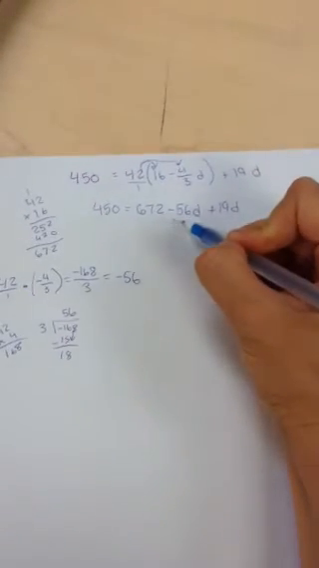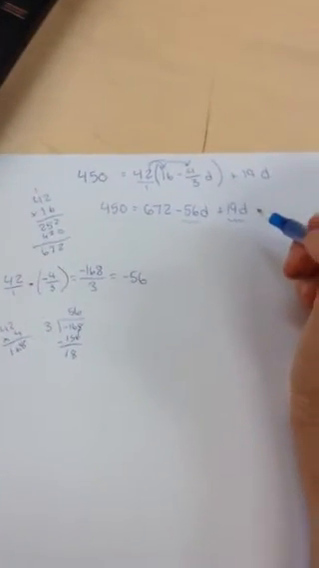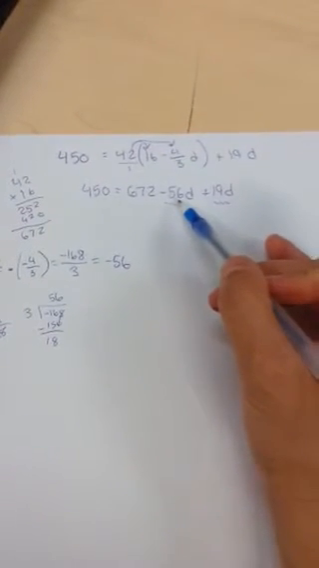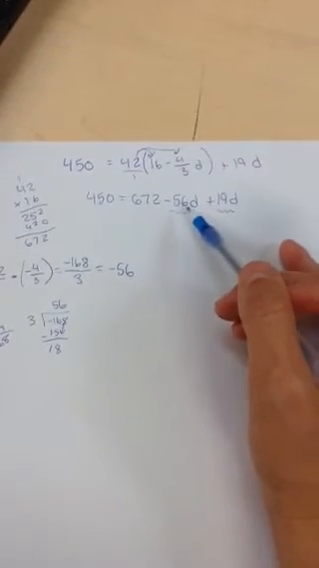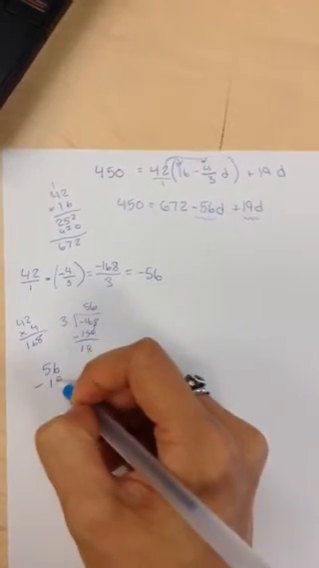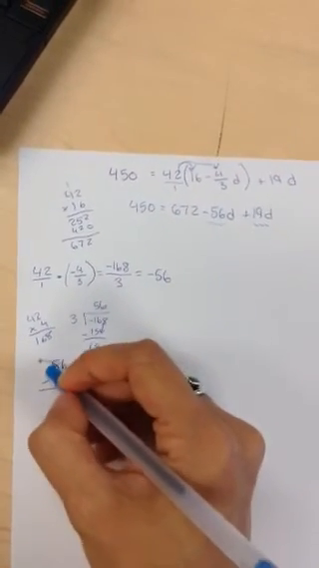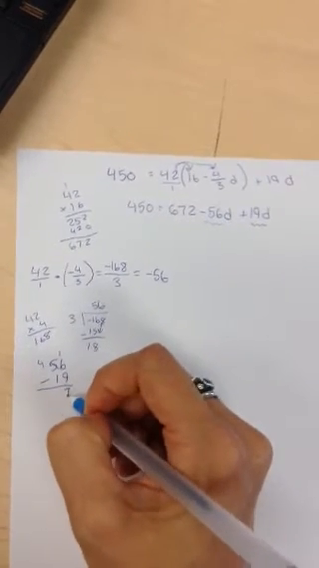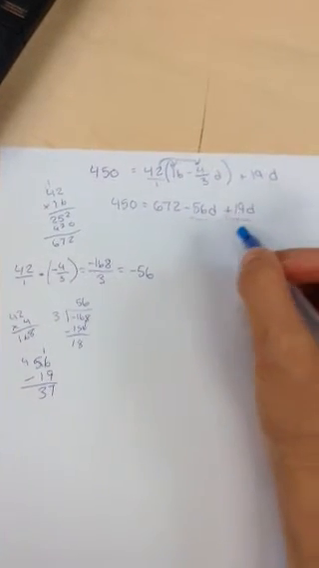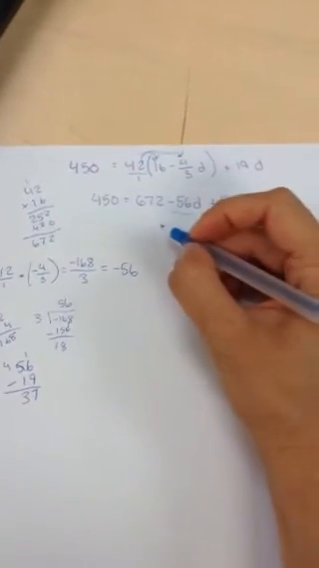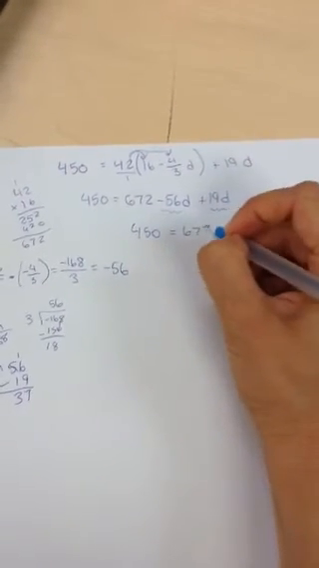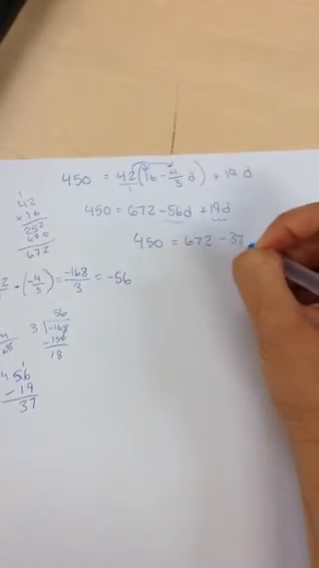So now I can combine like terms here. So I'm going to take the difference of these two numbers, and because the negative number is bigger, I know that the answer is going to be negative. So I have 56 minus 19. So I can take away 4. So this gives me 37. But it's going to be a negative 37 because the bigger number is negative. So this gives me 450 is equal to 672 minus 37d.